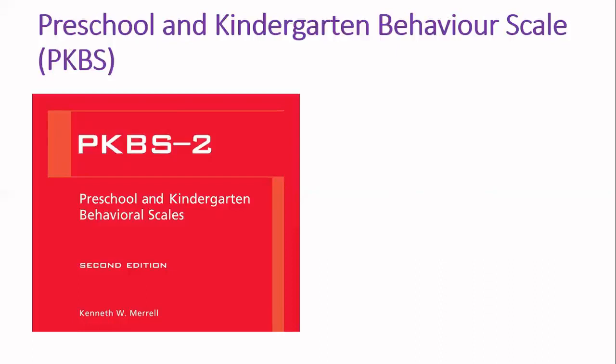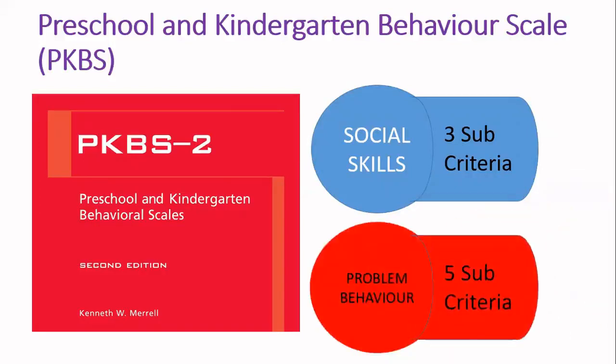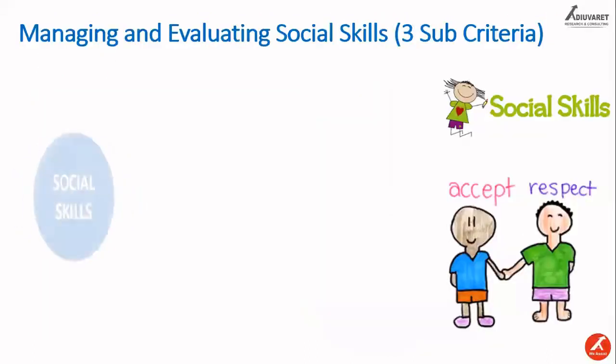Under this PKBS-2, the second edition of the Preschool and Kindergarten Behavior Scale, there are two components, as we have talked about. One is the social skills component, and under it PKBS-2 has three sub-criteria. The second component is problem behavior, and under it there are five sub-criteria. So, three sub-criteria under social skills and five under problem behavior. We will have a total of 8 sub-criteria to deal with the social and emotional skills of our children. Now let's go to the three sub-criteria under the social skill section.